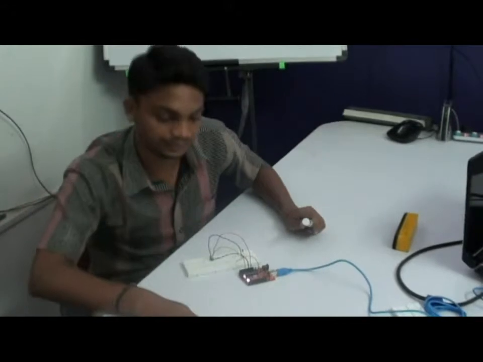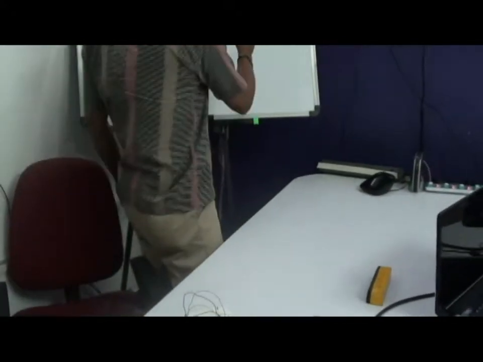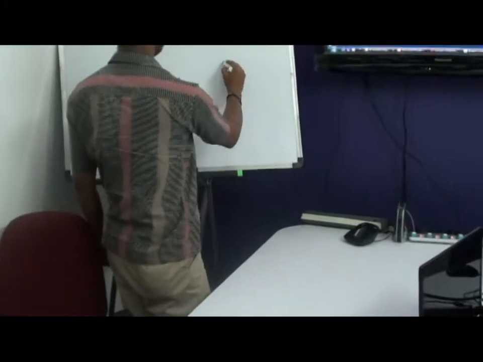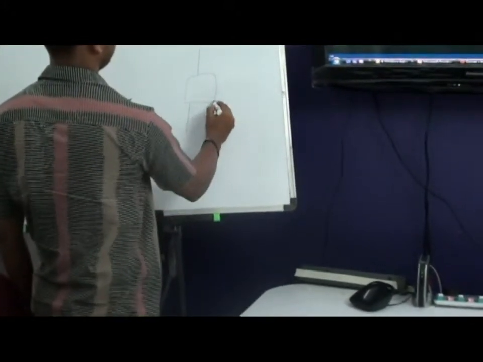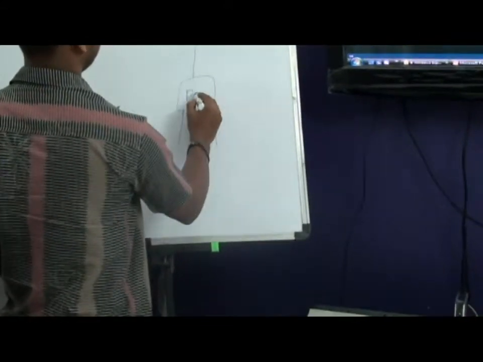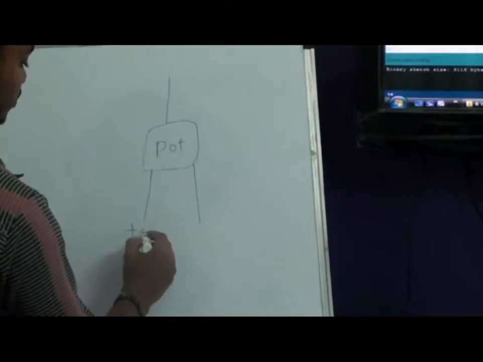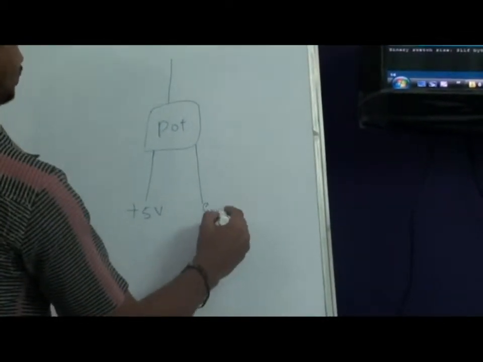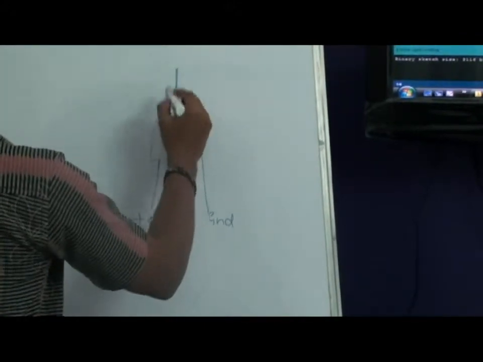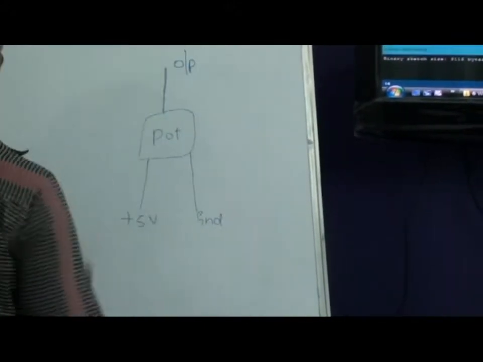Start with the potentiometer. This is how the connection goes. The potentiometer has 3 legs. One goes to plus 5 volt and one goes to ground, and the outer leg goes to output.